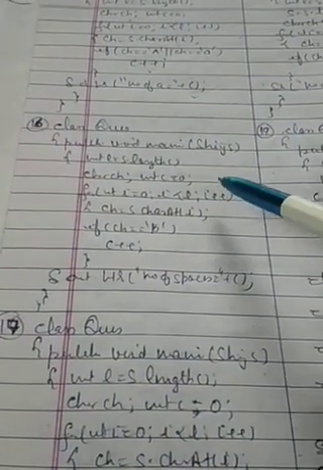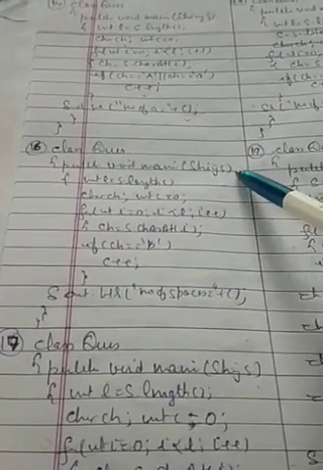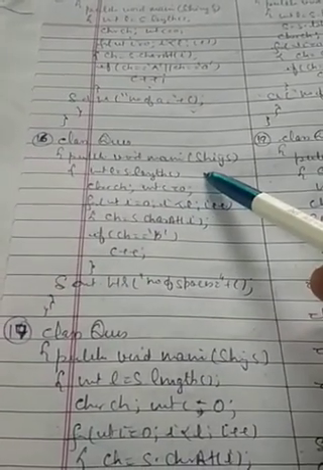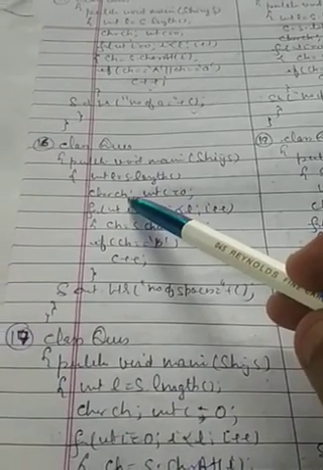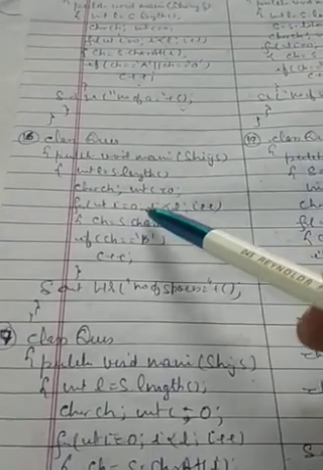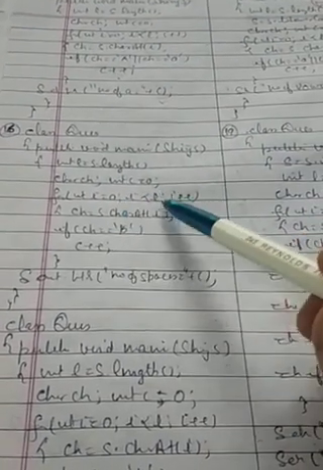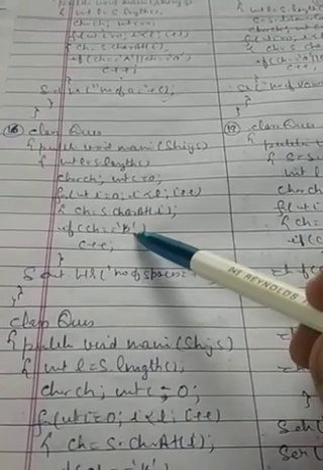Now see the next question. It says: enter a string and find out the number of spaces in it. So every time we are entering a string, we are finding out its length. Then I have declared ch as character type, and c is equal to 0, which is a counter. Again, I am running a loop from 0 to less than L. Every time I am picking a character and checking whether that character is equal to space.